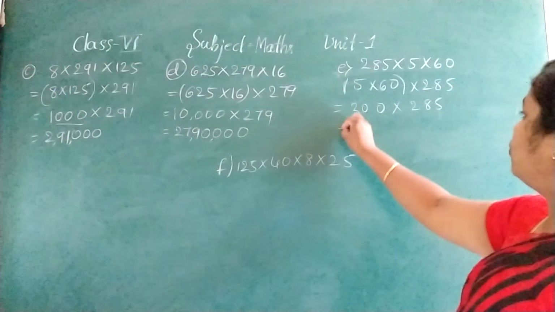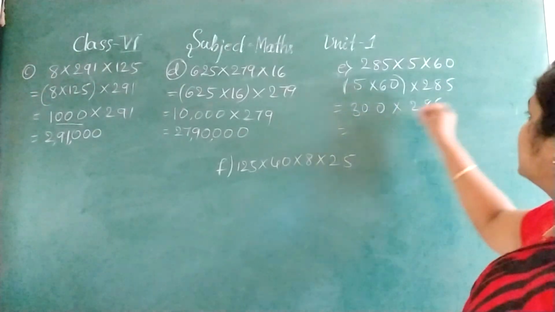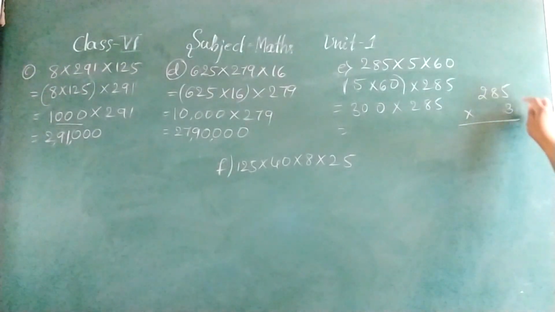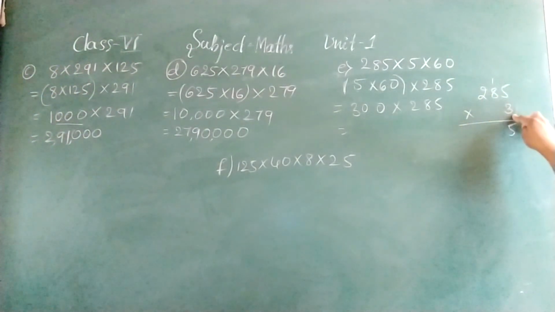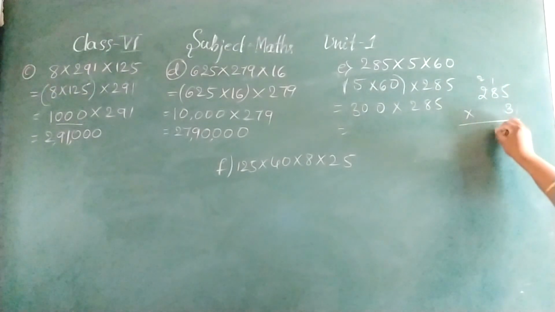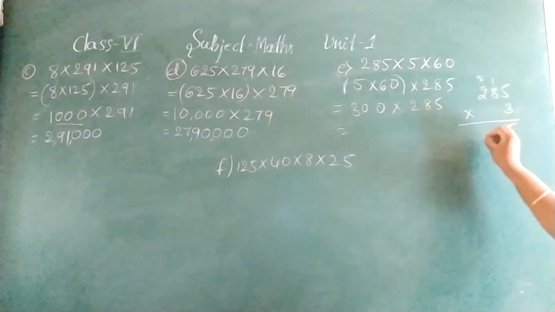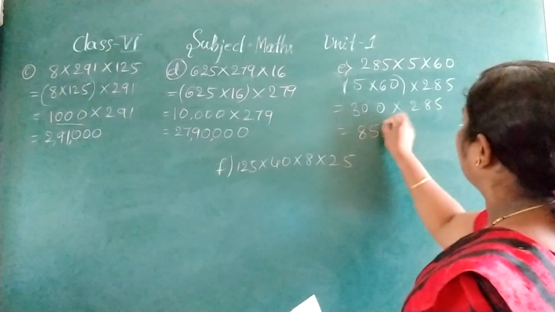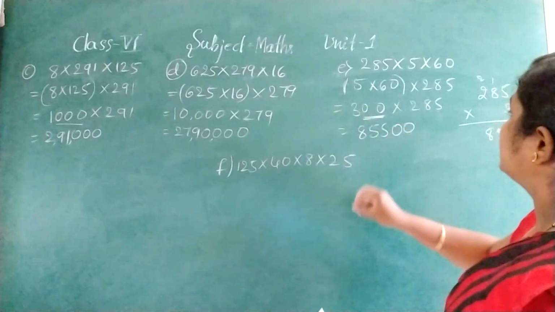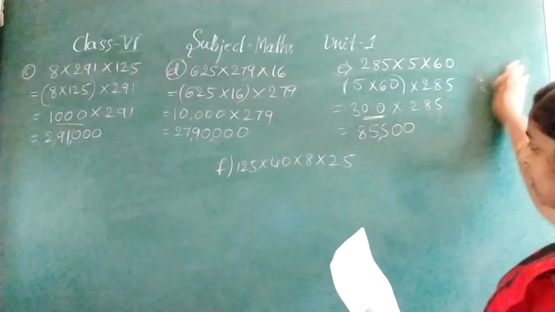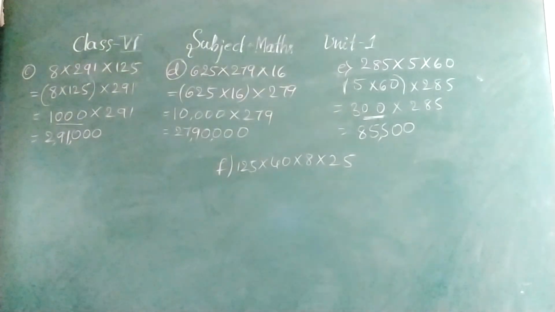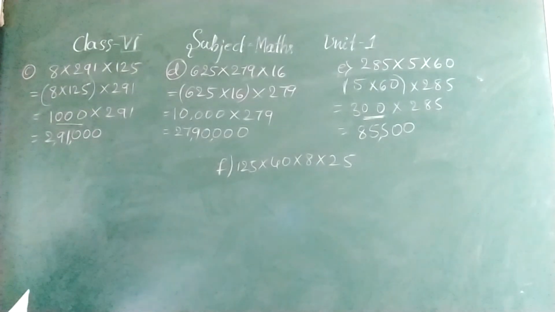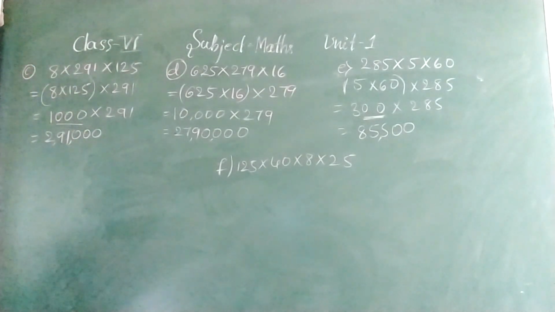285. So you need to do 285 into 3s. 285 into 3 you have to do. So 5 3s are 15. 8 3s are 24 plus 1, 25. 3 2s are 6, 7, 8. 855. These two zeros you should write after this. So 85,500.